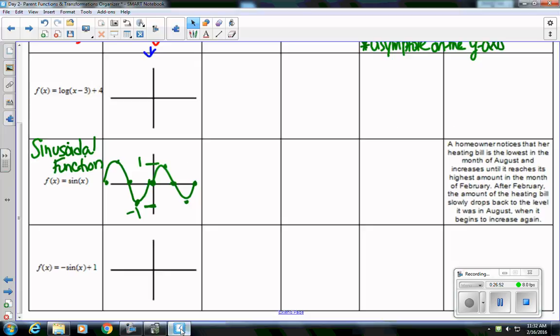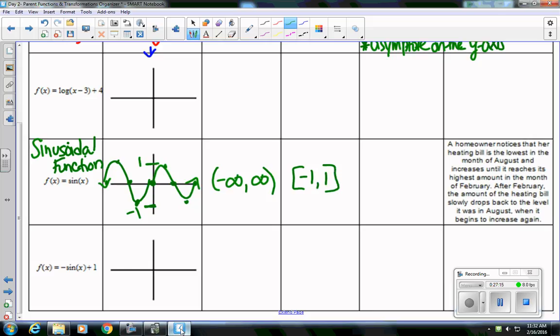So our domain, remember that there are really arrows on the ends of this graph. So it is going negative infinity to positive infinity. It's a periodic function that just keeps repeating over and over and over again. And for our range, remember that it will only go as low as -1 and as high as +1. So our range is -1 to 1 with brackets. This is our parent function, so there are no transformations, but it does have symmetry. If you take a look at this, it is symmetrical about the origin.